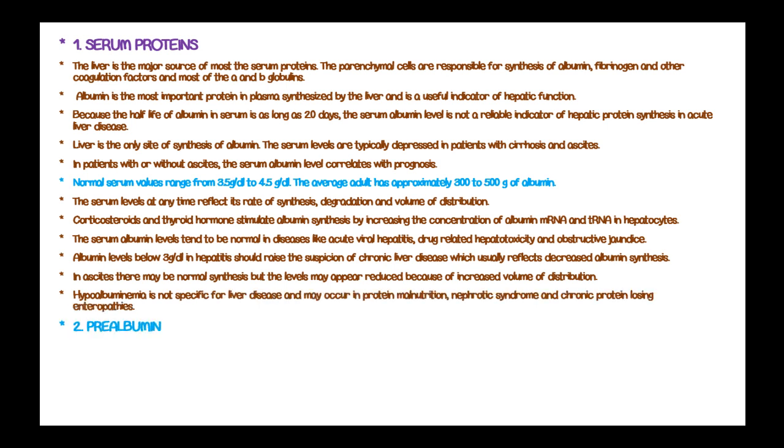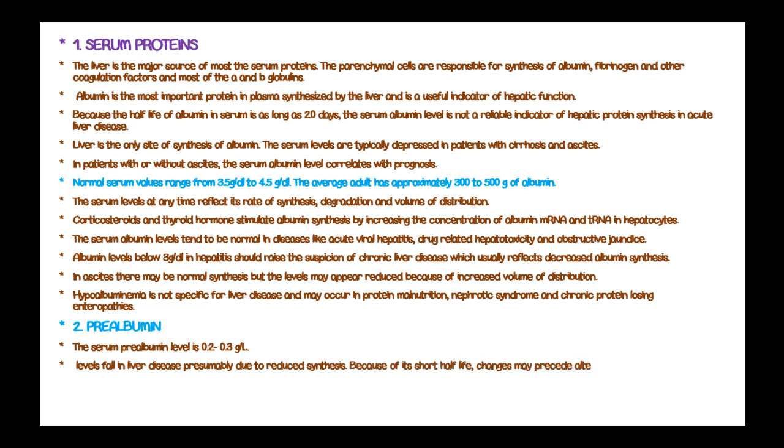We have prealbumin. The serum prealbumin level is 0.2 to 0.3 grams per deciliter, and the levels fall in liver disease, presumably due to reduced synthesis. Because of its short half-life, changes may precede alteration in serum albumin. Determination of this has been considered particularly useful in drug-induced hepatotoxicity.